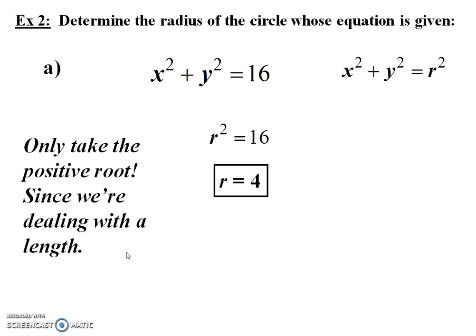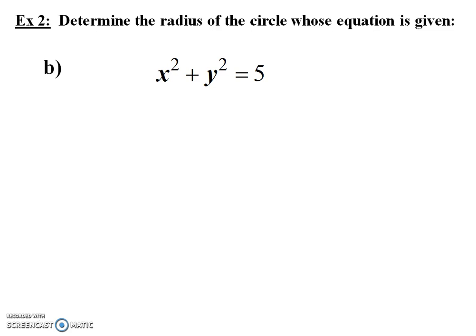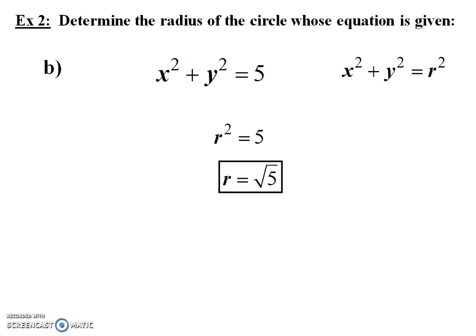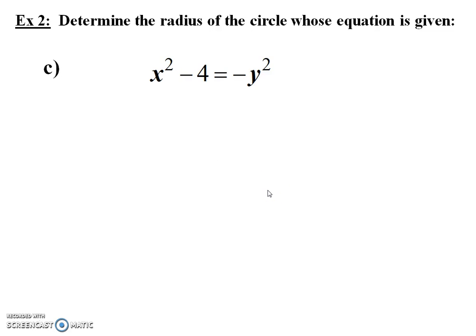It can't be negative, okay? So in part B, we have this equation. So 5 is some number squared, so the radius must be this positive square root of 5. And go ahead and leave your answer in reduced radical form, okay? I'll show you what we do when we're actually going to graph these, how you can estimate that without using a calculator.